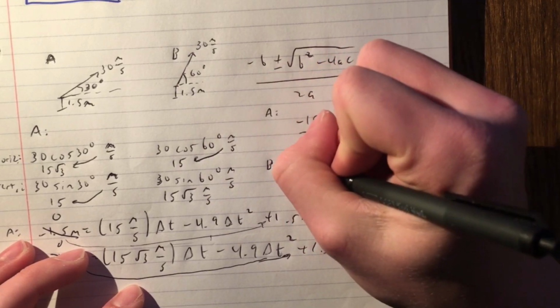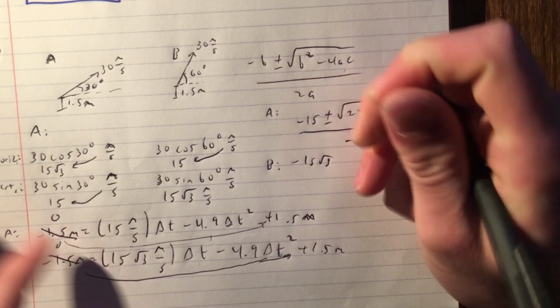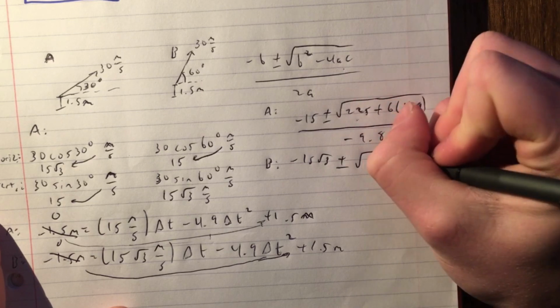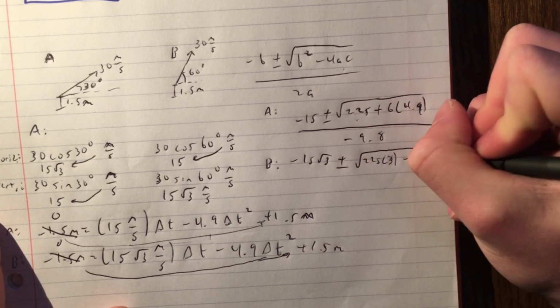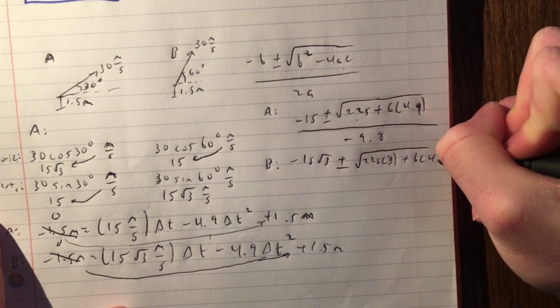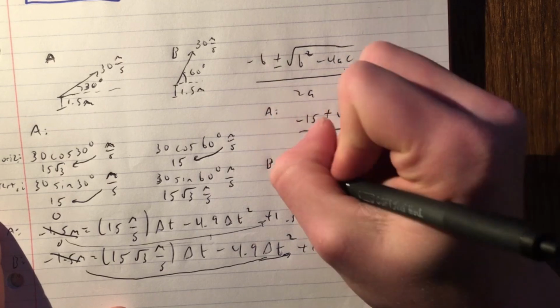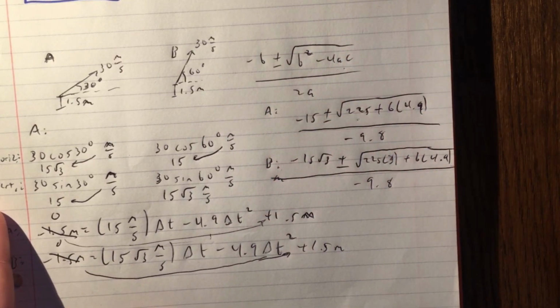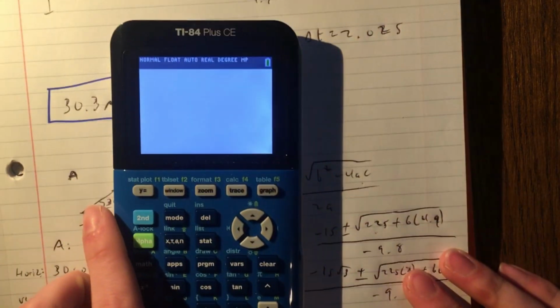And B is the exact same thing except with 15 root 3 for the value of variable b. So then we have 225 times 3 plus 6 times 4.9 all over negative 9.8. And now we plug these into the calculator and let's see what we get.